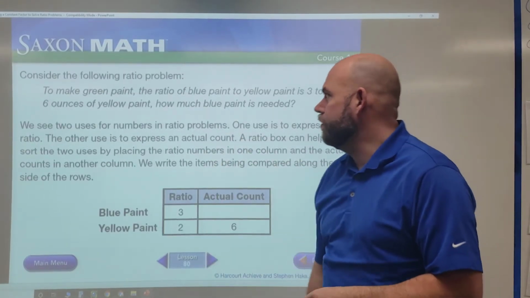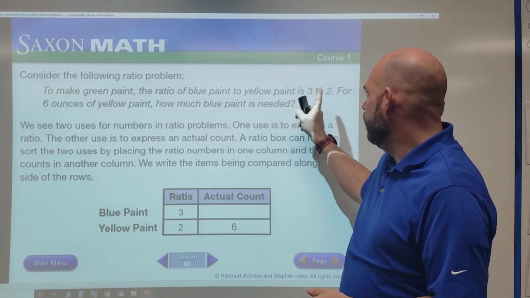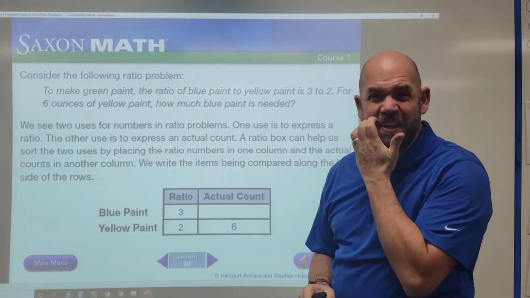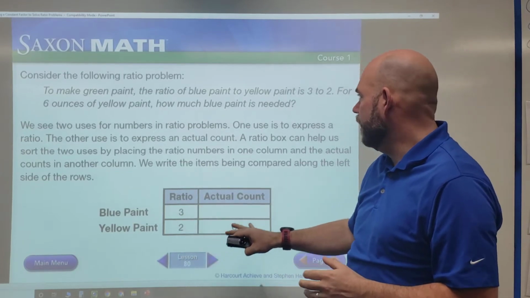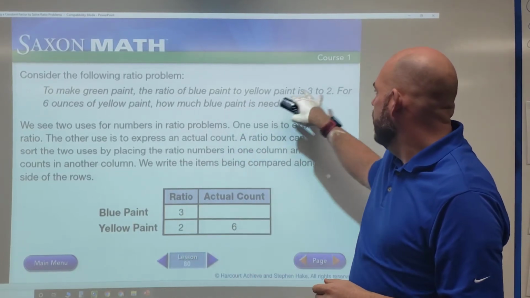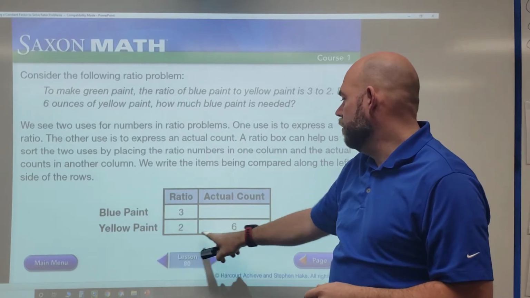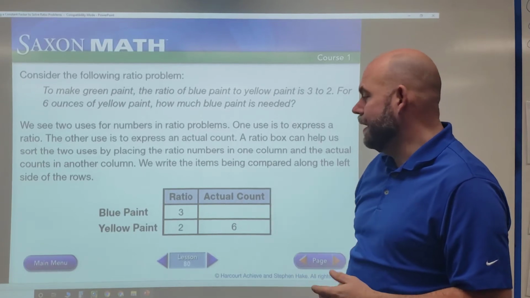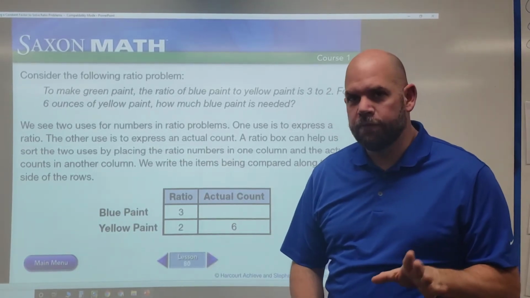So let's look at this ratio problem. To make green paint, the ratio of blue paint to yellow paint is 3:2. That's the ratio, all right? So that's the important thing, is this ratio 3:2, and we want to look at a constant ratio. So if it's 3:2 and we have 6 ounces of yellow paint, how much blue paint is needed? Now they set this up in a box, and this is really helpful.